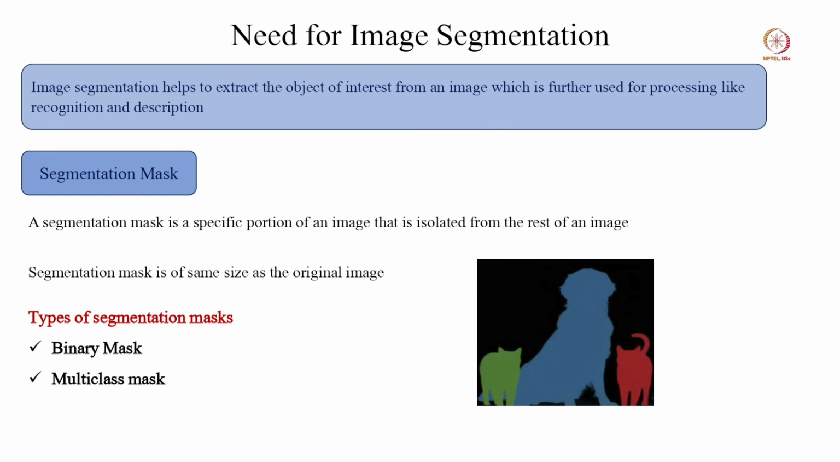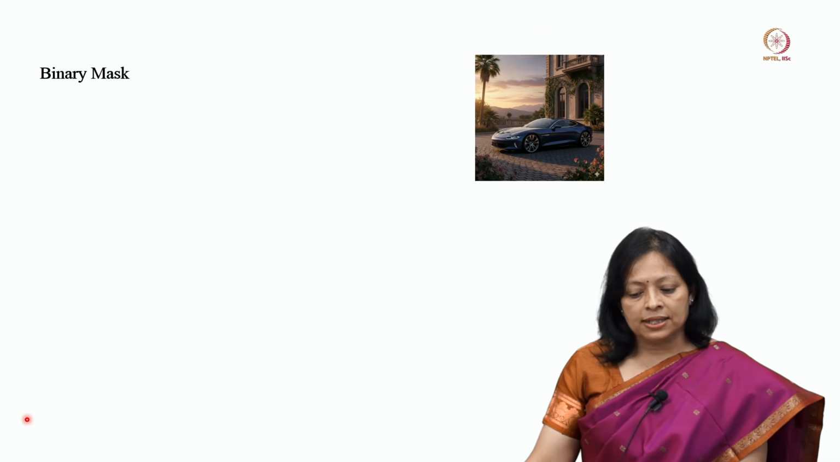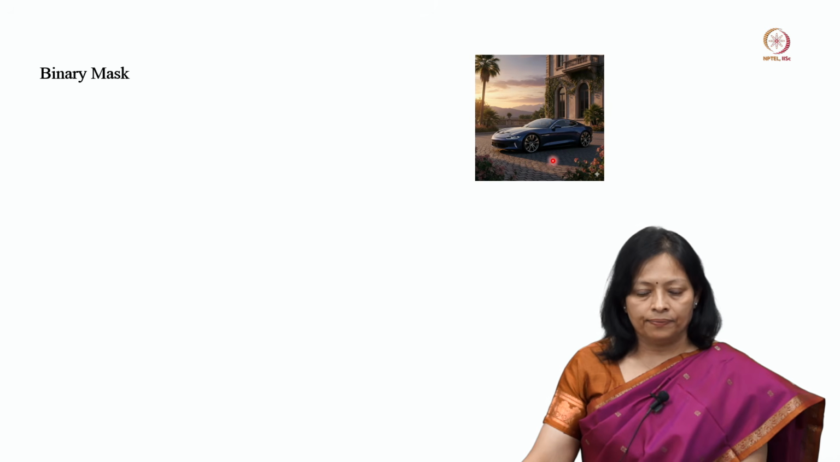One is a binary mask and another one is a multiclass mask. So, we will see what is a binary mask and what is a multiclass mask. In a binary mask, look at this picture. There is some background and there is a car. Suppose my region of interest is the car.